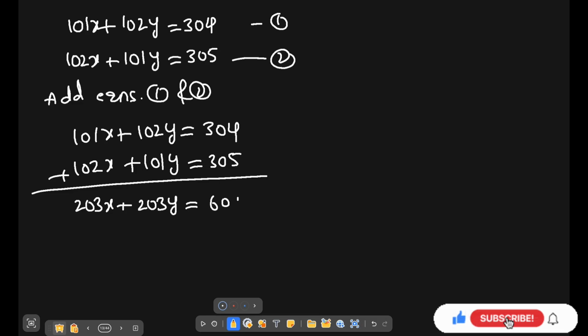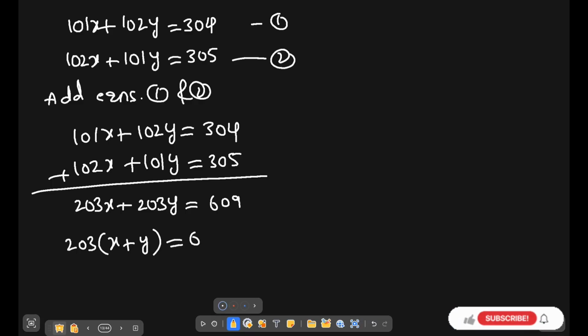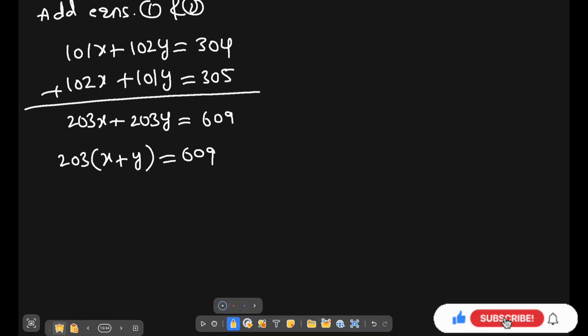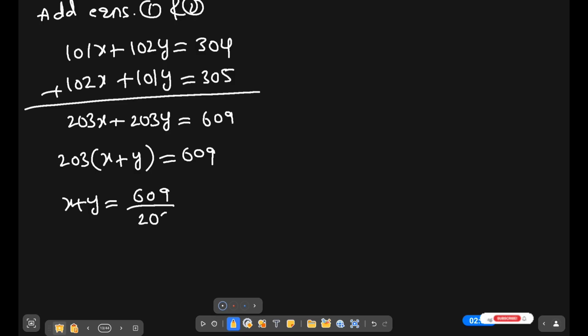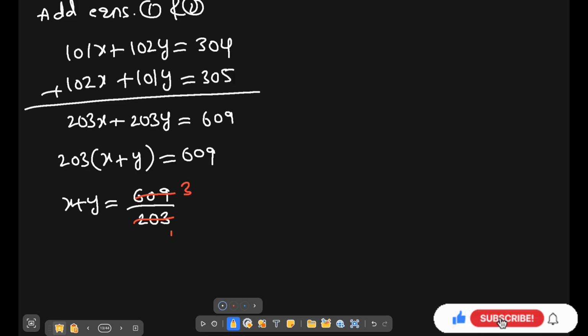So 609. Now on the left side you can take 203 common. You will have 203 times x plus y is equal to 609. Send 203 to the right side. We will have x plus y is equal to 609 by 203. So 203 threes are 609. Now this will become x plus y is equal to 3. Let this be equation 3.